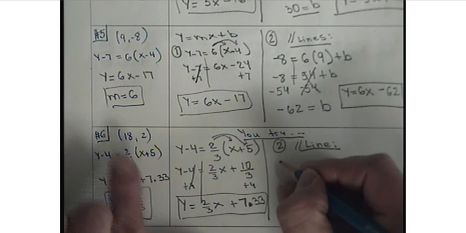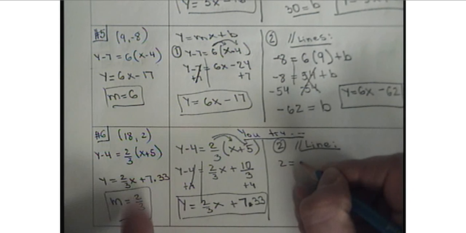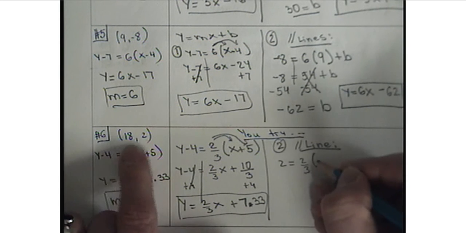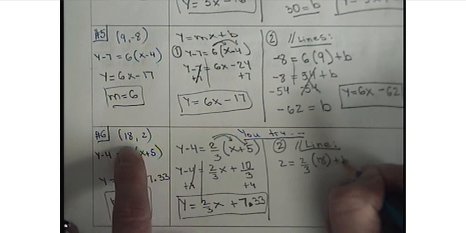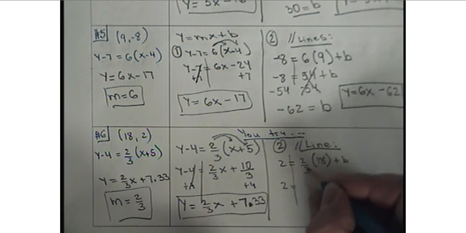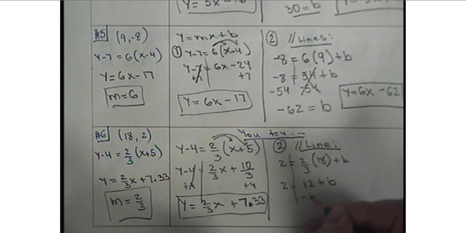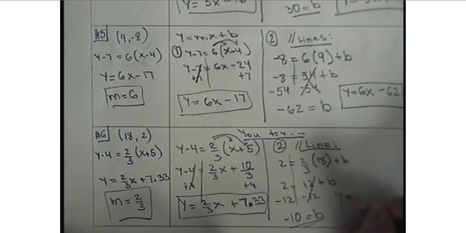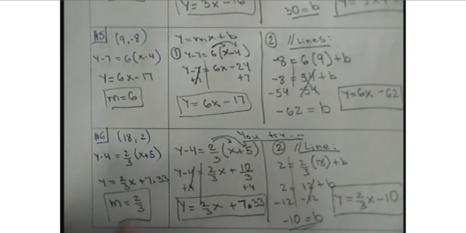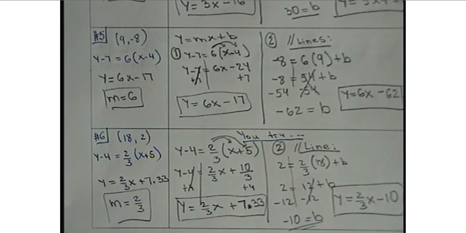And I will use y is 2 equals the slope, 2/3, times 18 plus b. 2 equals 2/3 times 18, which is 12, plus b, minus 12 on both sides, so negative 10 equals b. This is b, and the equation of the second line is y equals 2/3 x minus 10. With that, we are done with the video and ready to begin some practice examples.